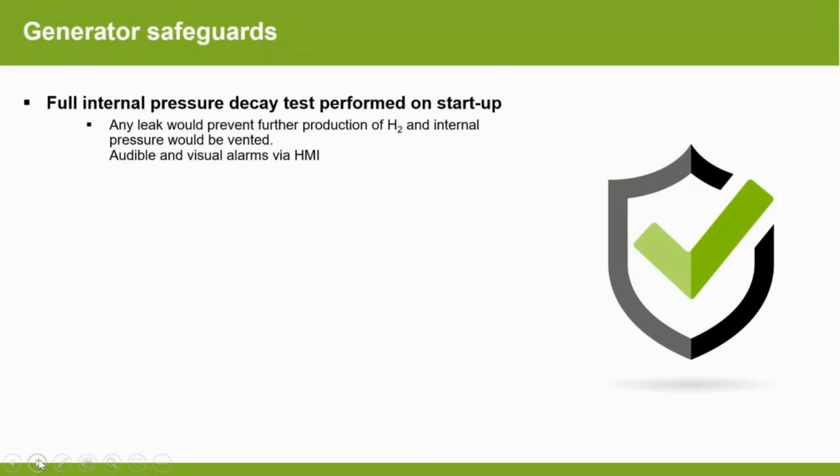So in terms of the safeguards that are built into the Peak Scientific generators, when you switch the system on, we have a full pressure decay test to make sure that there are no internal leaks. And if a leak was discovered within the system, then we would produce no more gas and alert the user so that they can check if there are any leaks, for example, in the connections between the generator and the GC.